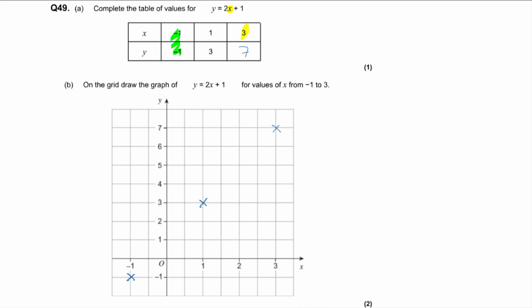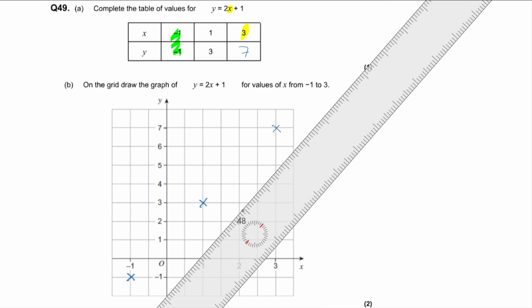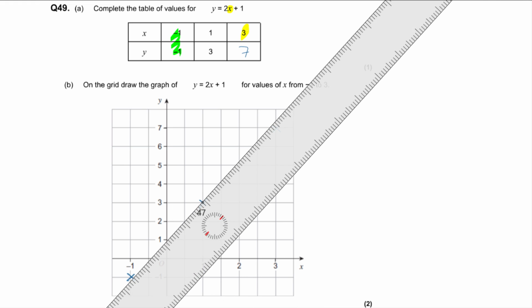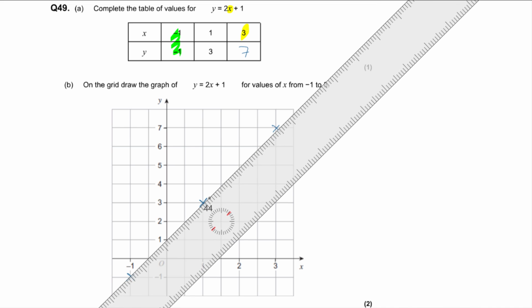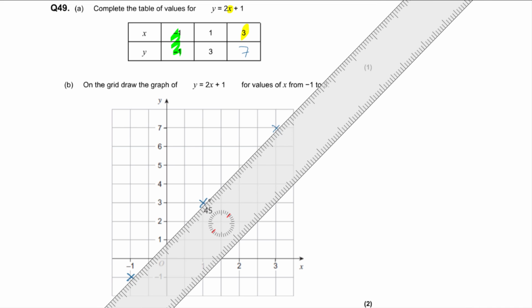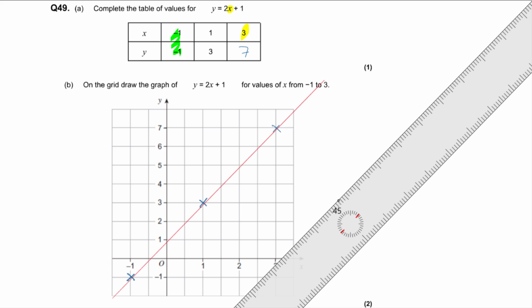Okay, once you've got them all lined up, then you grab your ruler and then draw a straight line through all of them. Okay, now don't start and end with your first point. Kind of stretch out the full width of your paper like that. Okay, full width of the axes.